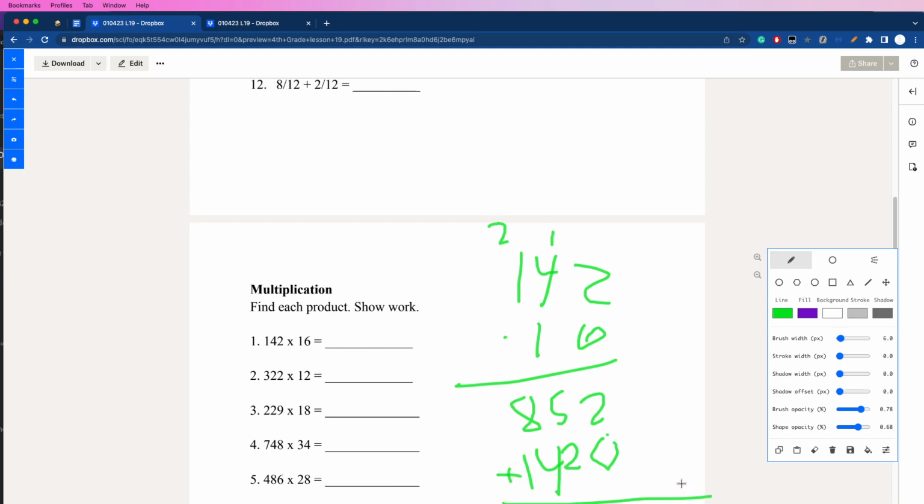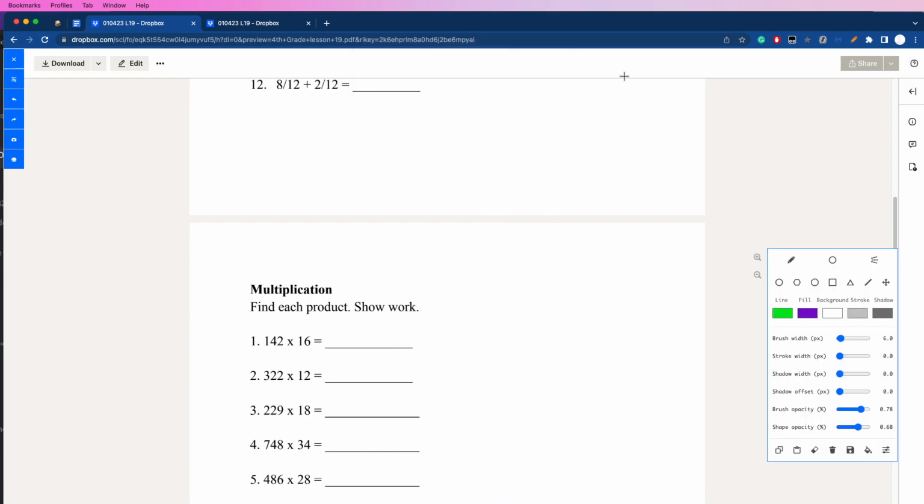1 added up. 2 plus 0 is 2. 5 plus 2 is 7. 8 plus 4 is 12. 1 plus 1 is 2. So 2,272 is your answer. So that's our answer for number one.